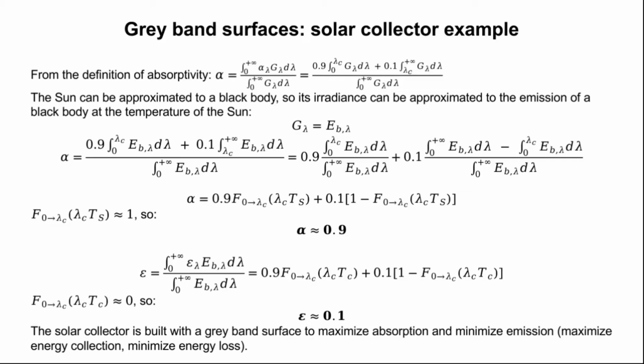As you just saw, the solar collector is built with a gray band surface to maximize absorption and minimize emission, which means to maximize energy collection and minimize energy loss.